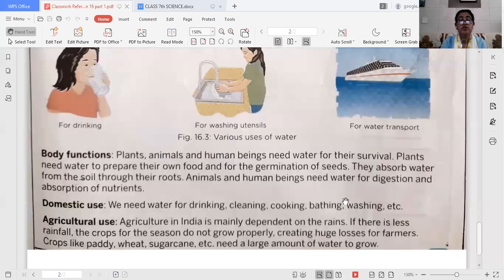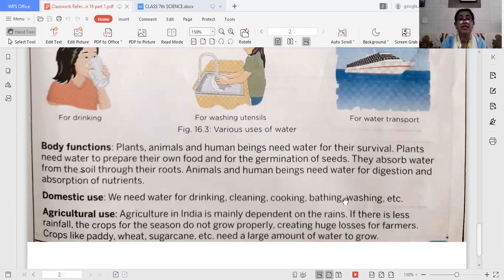For domestic use, we use water for drinking, cleaning, cooking, bathing, and washing. For all these things, we need water. And also for agricultural use: the farmers mainly depend on the rains. If there is less rainfall, the crops for the season do not grow properly. So water is very important for agriculture also.